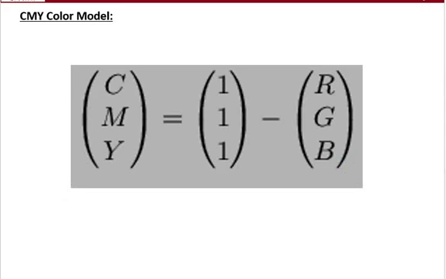The formula for transforming RGB to CMY and CMY to RGB is this one. Cyan, magenta and yellow. Cyan is the opposite of red, magenta is the opposite of green, and yellow is the opposite of blue.